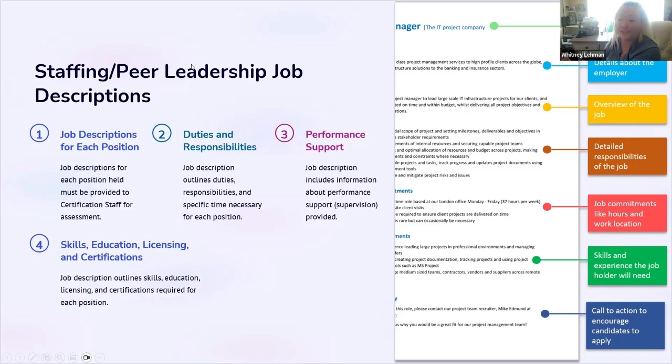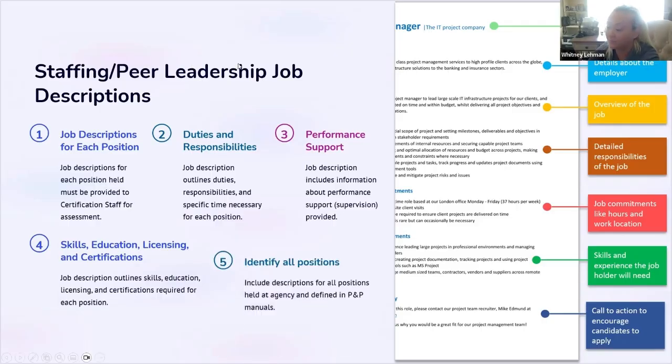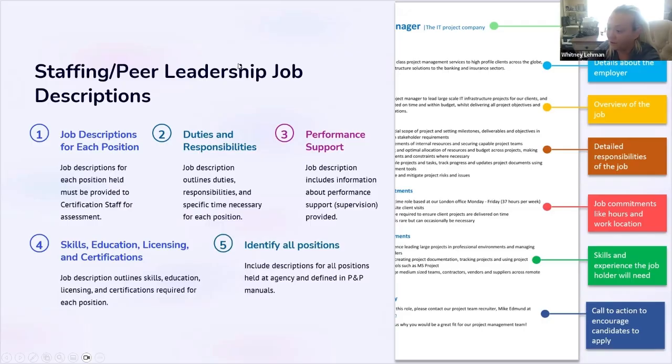Outlines the skills, education, licensing, and certification requirements for each position, and includes all of those positions that are listed in your policy and procedure manual. We want to make sure we have job descriptions for them.